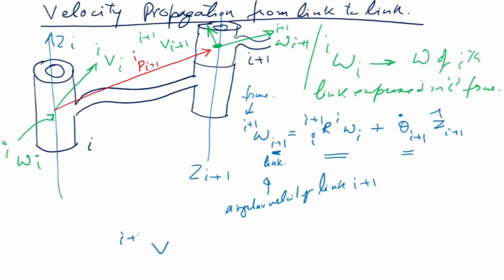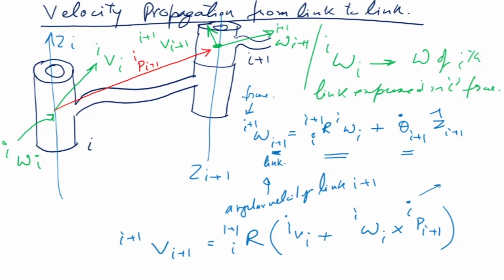Similarly, the linear velocity of the link i+1 is equal to the rotation matrix R(i to i+1) times the linear velocity of the previous link, v i, plus omega i cross P i+1. We have seen that this is the linear velocity because of the rotational velocity, the A omega B cross P term. So this is what we just saw.